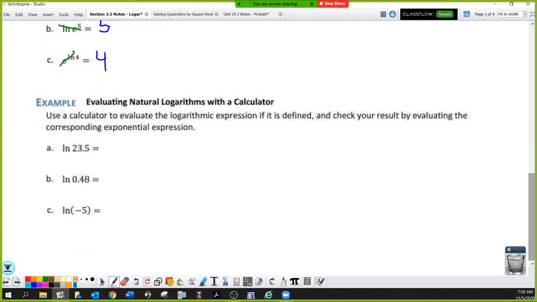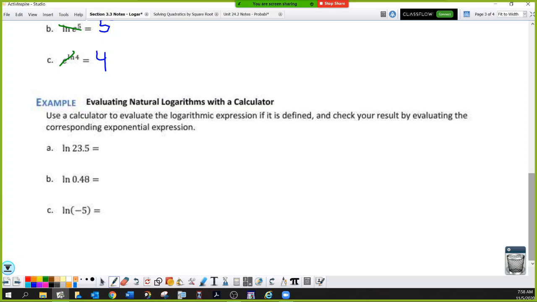Now, a minute ago, we evaluated common logs on our calculator. This just says evaluate the natural log on the calculator. It's done exactly the same way. If you want to use the battery-operated TI-30XA, you type 23.5, and then you hit the ln button.